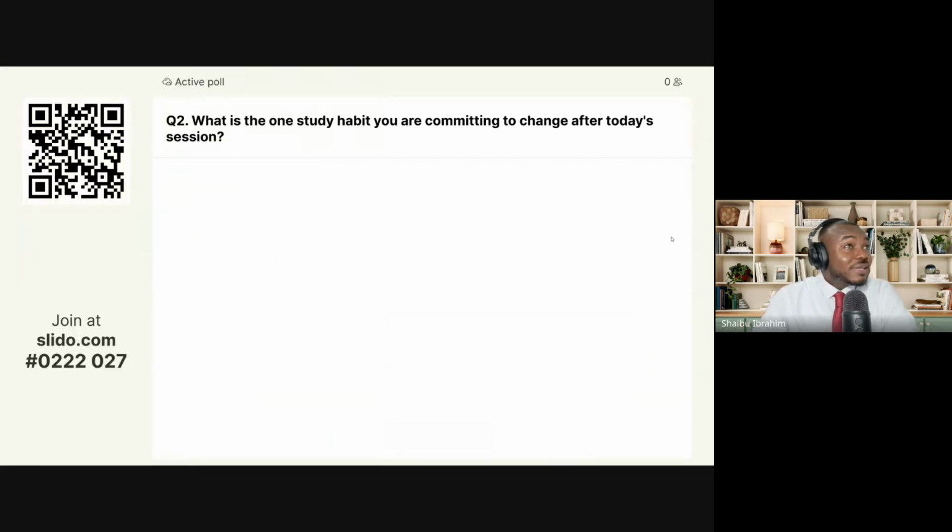Okay, let's do this other interaction again. Can you please scan the QR code and let's see this interaction from you? So the question is, what is the one steady habit you are committing to change after today's session?